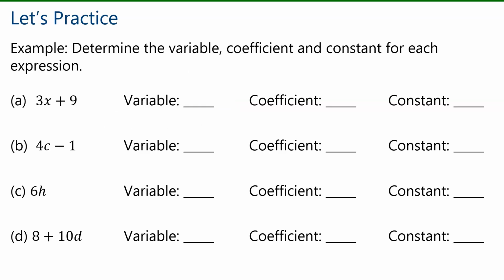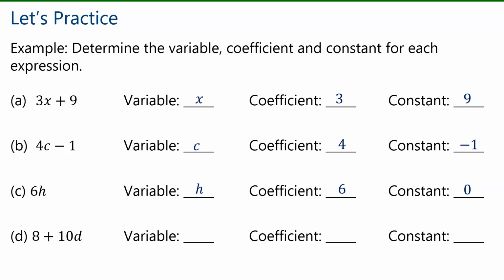So in this example, we have to state the variable, coefficient, and also the constant. So in A, the variable is x, the coefficient is 3, and the constant is 9, the number all by itself. Now in B, the variable is c, the coefficient is 4, and you may see that the constant is 1. But when there's a minus in front of it, that has to go with it as well. So the constant is minus 1. Now in C, the variable is h, the coefficient is 6, and there is no constant there. There is no number there by itself, so you write that as 0.